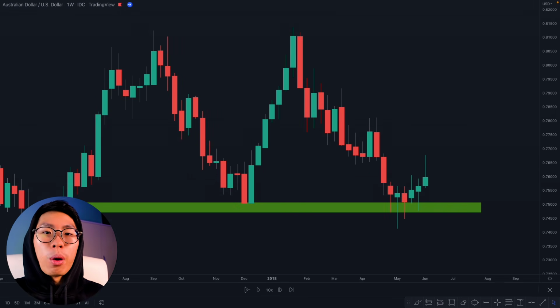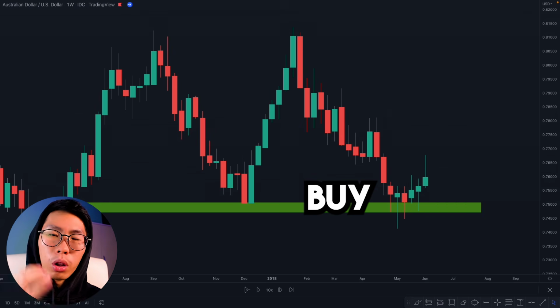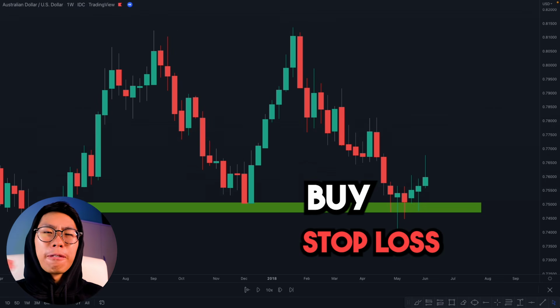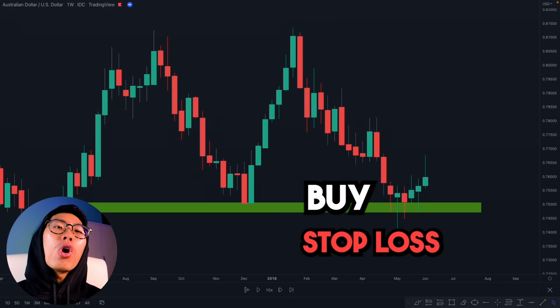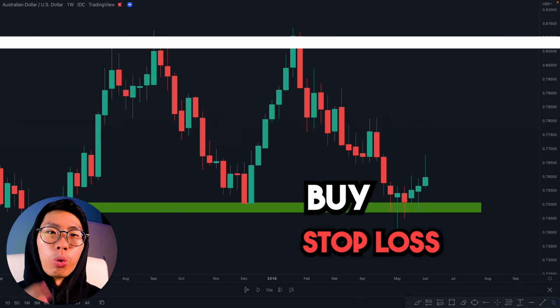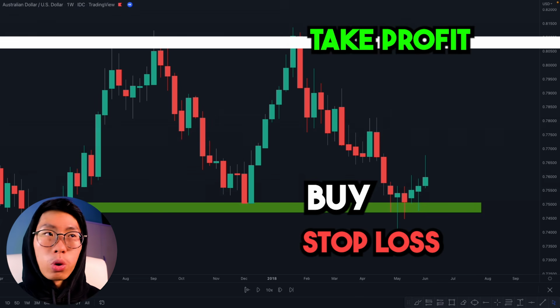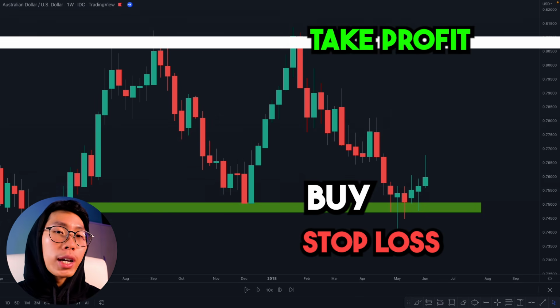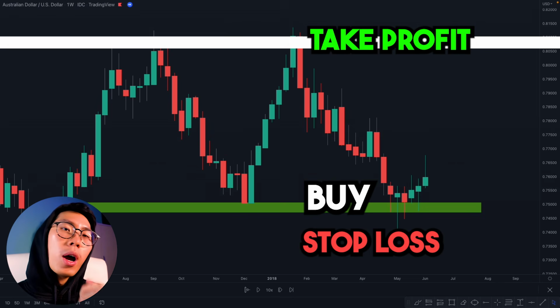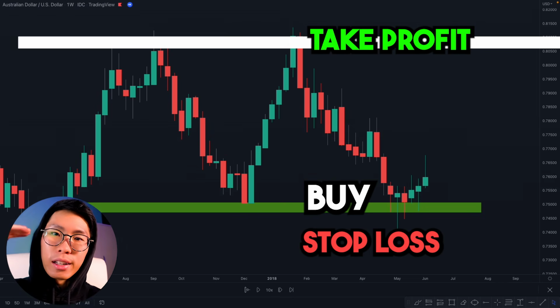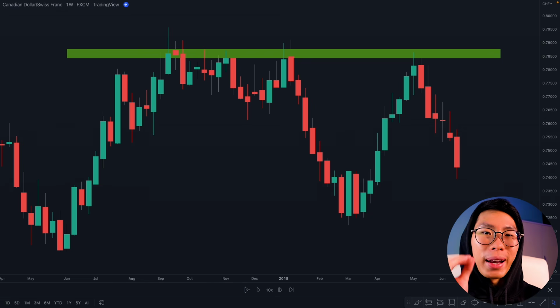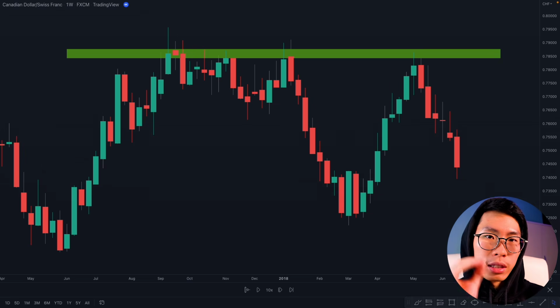Once again, you could have entered for a buy right here when you see multiple long wick candles, which is pretty much just rejecting this support level. And I'll place my stop loss a few pips below this key support level and place my take profit all the way up at the next key level right here, because there is a very strong resistance level right here. And if you guys know me, you'll know that I trade from one key level to the next key level.